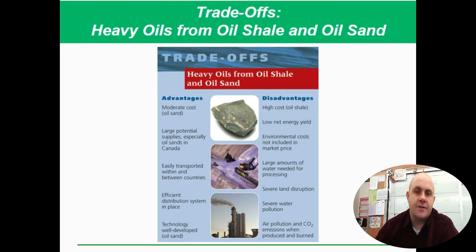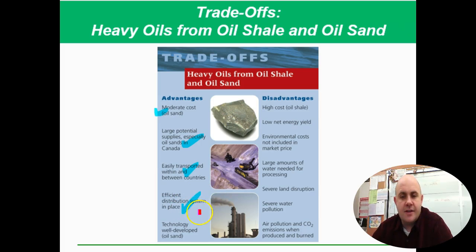So, pros and cons of using this alternative type of oil. Moderate cost for the oil sands is a good thing. There's a large potential supply of it in Canada and to a certain extent in the United States. It still can be easily transported between the countries. It still has the efficient distribution system, and there's a lot of good technologies already built around it. Bad: cost. It's still a lot higher cost than conventional oil. The amount of energy yield is not as good out of it.